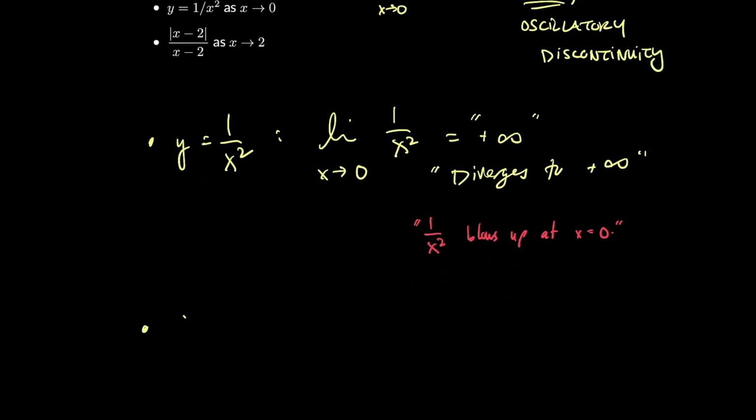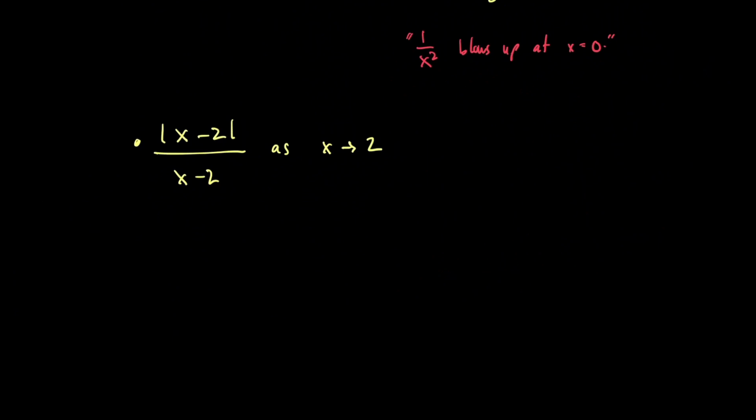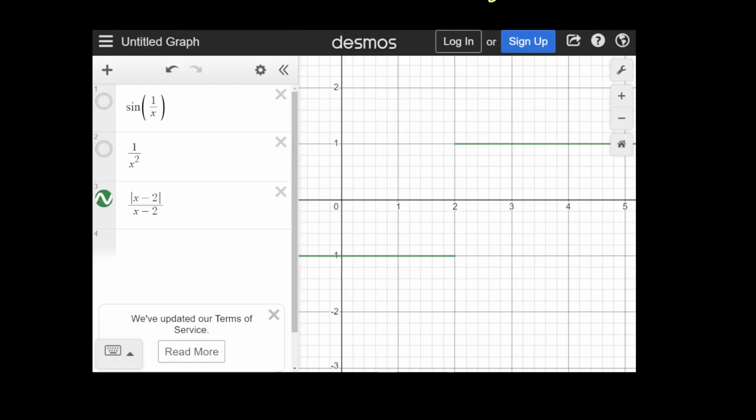All right, and lastly, you've got this function, absolute value of x minus 2 over x minus 2, as x approaches 2. So again, we're going to translate this into, let's see, does the limit exist as x approaches 2 of absolute value of x minus 2 over x minus 2? Well, if you didn't see it from the algebra, we know that the top is always positive, and the bottom can in fact take on negative values.